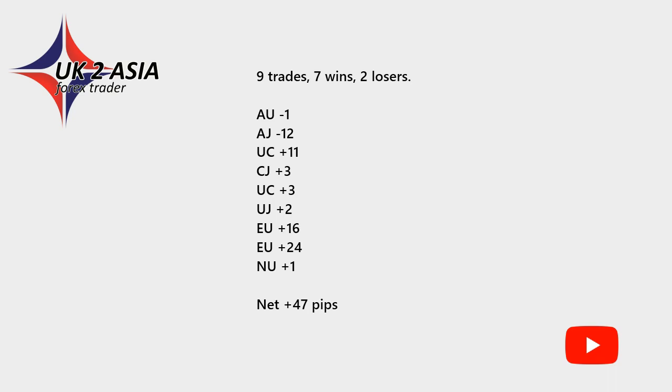And you can see 9 trades, 7 wins, 2 losers. The 2 losers were the Australian dollar US dollar, 1 pip, and Australian dollar Japanese yen, minus 12 pips. These were the winners here. I won't bother running through them all, ending up with a total of plus 47 pips today. So not too bad really. There wasn't a great deal to be had on the news events, but even so, managed to pull a little bit out of the market.